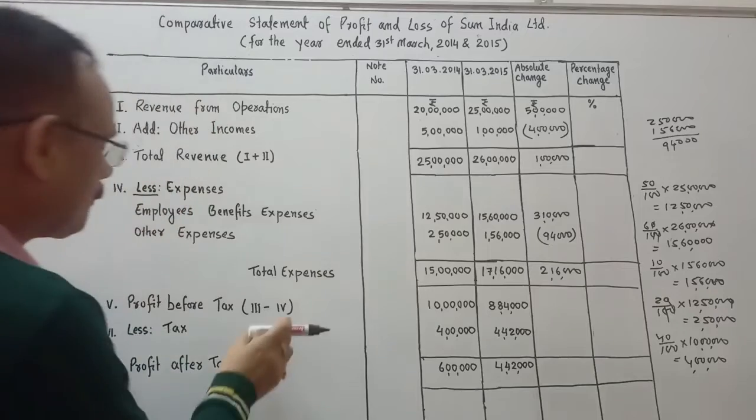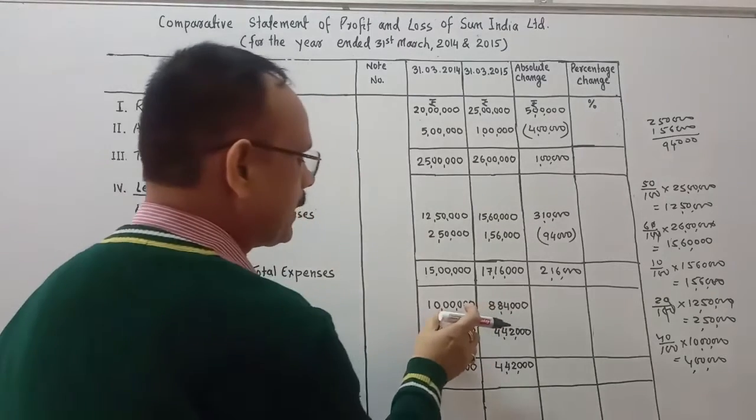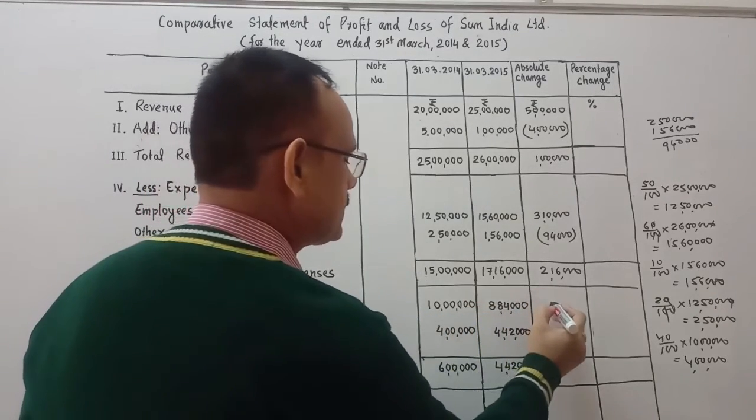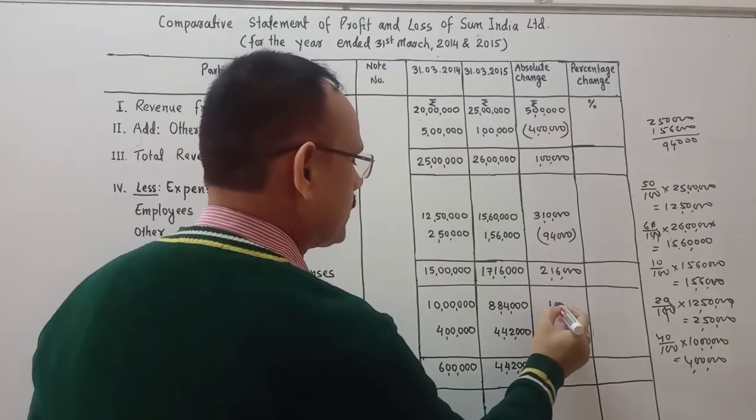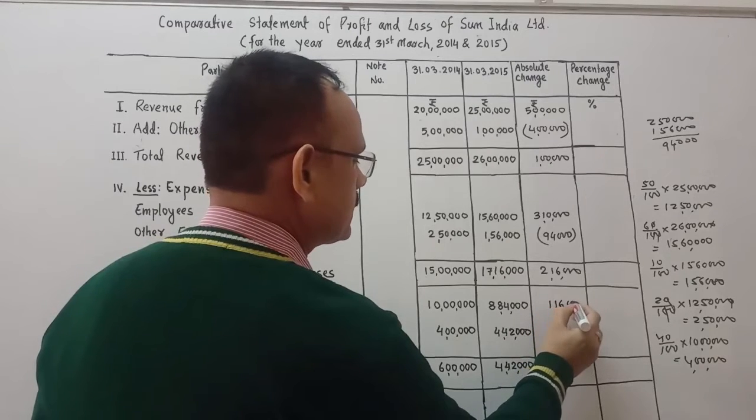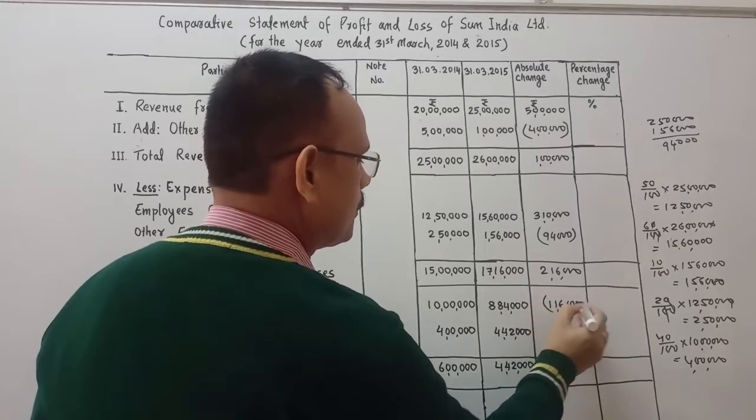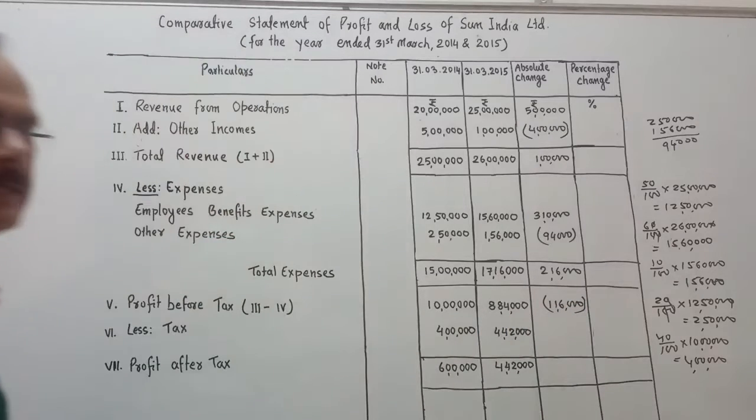Now come to the profit before tax, 10 lakh to 8 lakh 84. So it is decreased by 1 lakh 16,000.